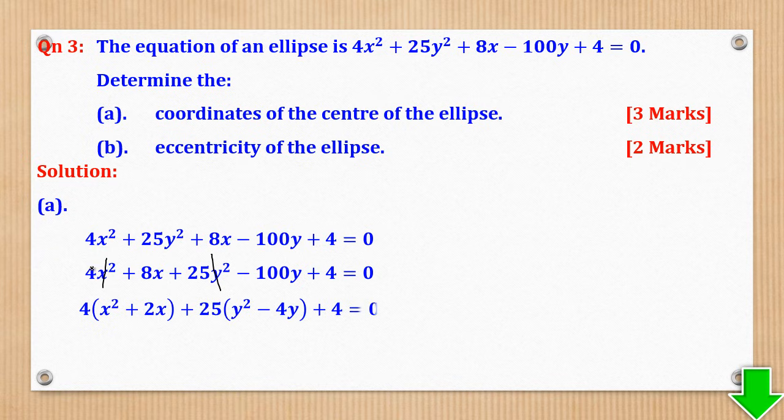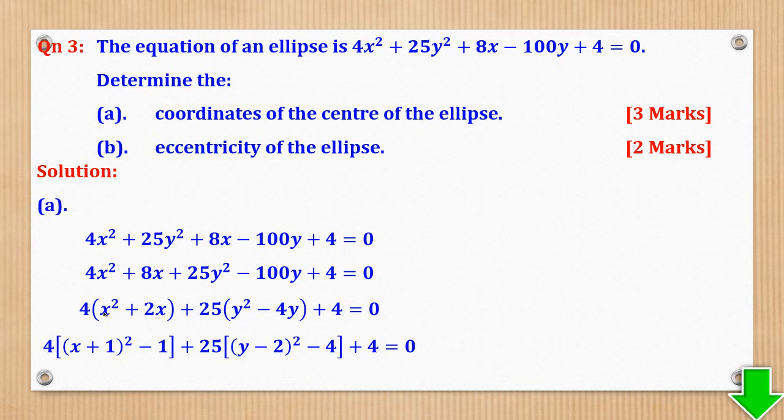So I'm going to first factorize out 4 to give you this, and here factorize out 25 to give you this. So in this case, you realize that here the coefficient is positive 1, even here positive 1, so I can complete squares. Completing squares means x plus half of this coefficient, which is 1, everything squared, then minus 1 squared. Same applies here, y minus half of this coefficient, which is 2, everything squared, minus 2 squared, which gives you 4. But there's also another 4 here, so it has to be brought there.